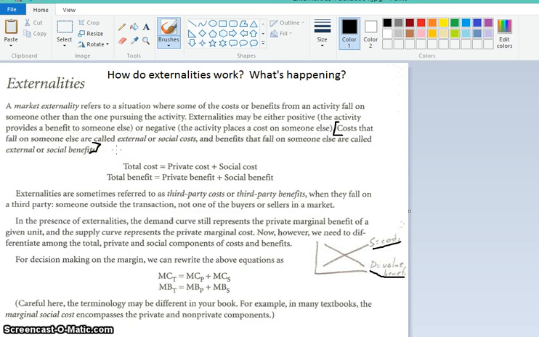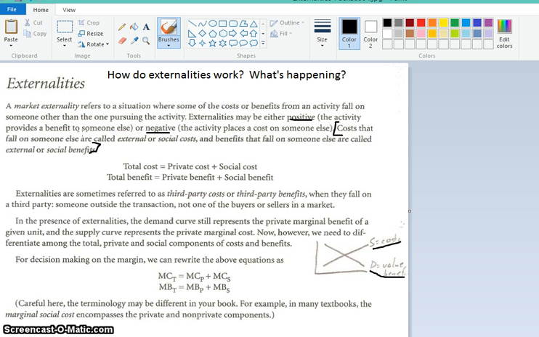So what we need to do now is talk more specifically, because we have two types of externalities. We have positive and we have negative here. A negative one, you notice here, puts a cost on someone else. A positive one provides a benefit to someone else.